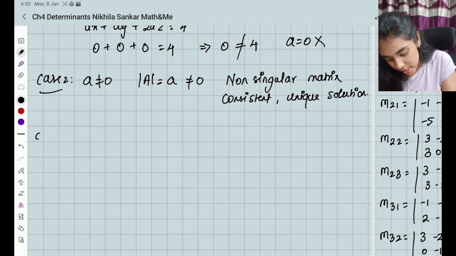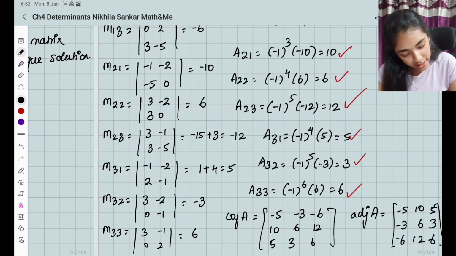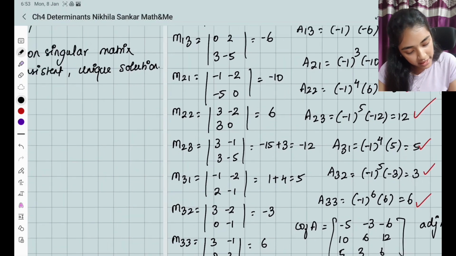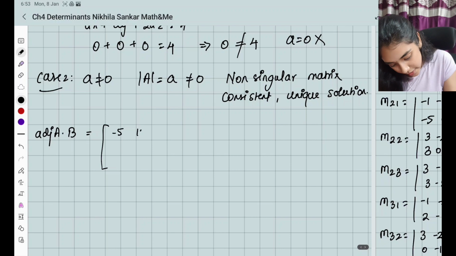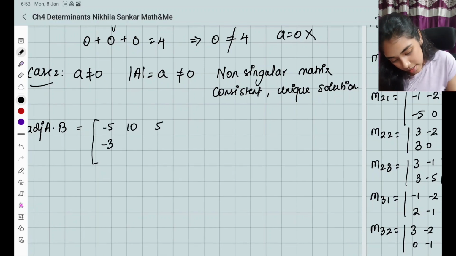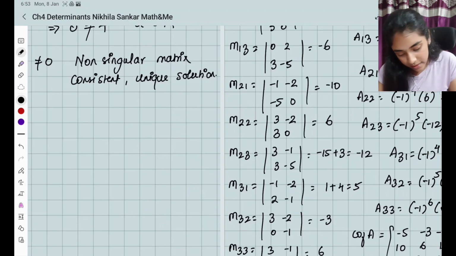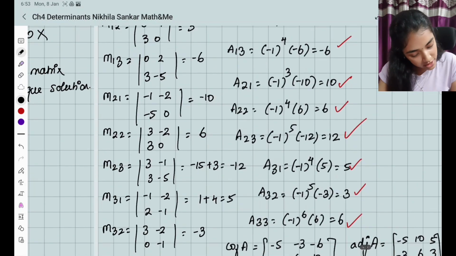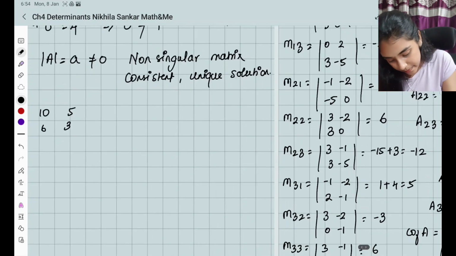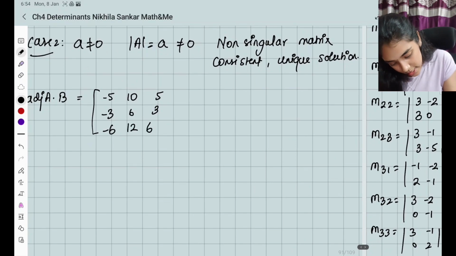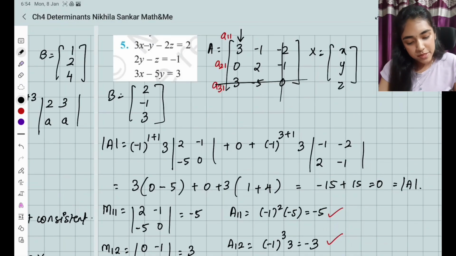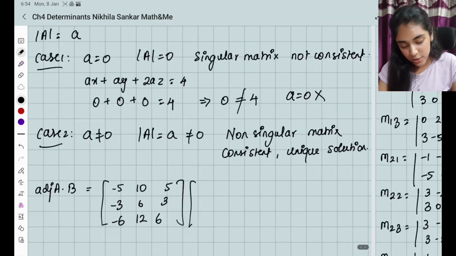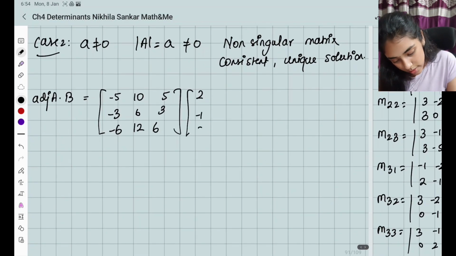So, here I'll do adjoint A times B matrix. The adjoint A is minus 5, 10, 5, minus 3, 6, 3, minus 6, 12, 6. So, this is adjoint A times the B matrix, which is ours, 2, minus 1, 3.